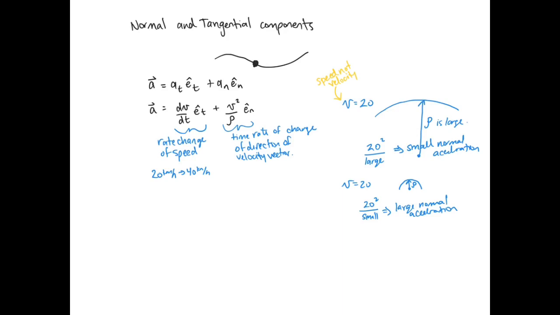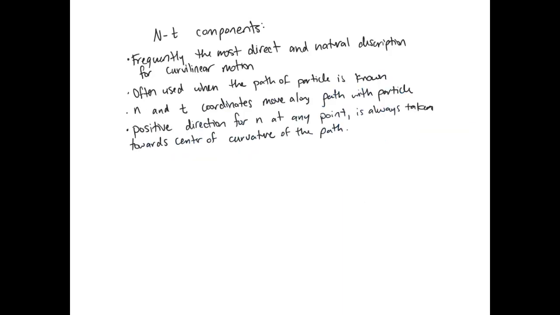So I'm just going to write down a few specifics about this coordinate system. Normal and tangential components are frequently the most direct and natural description for curvilinear motion. It's often used when the path of the particle is known. The normal and tangential coordinates move along the path with the particle. So this point here is the one that's the most different from x and y coordinates. And the positive direction for n at any point is always taken towards the center of curvature of the path.